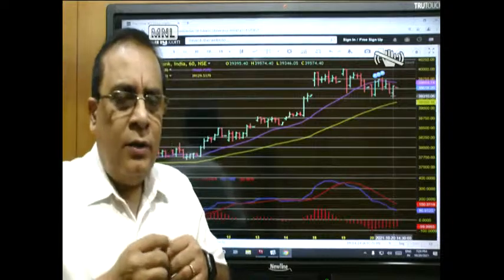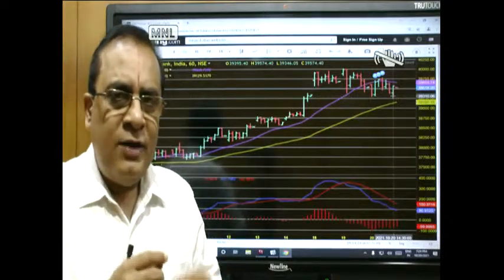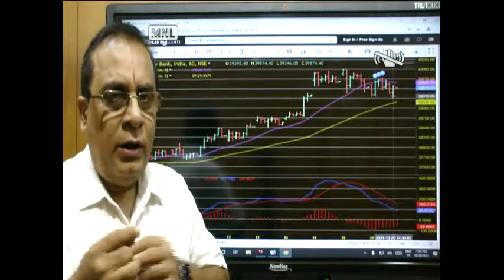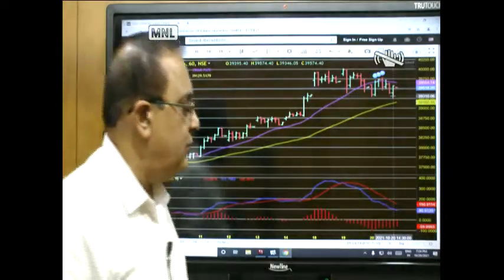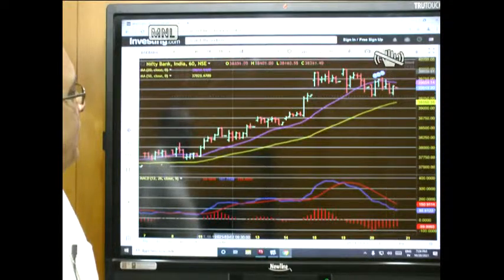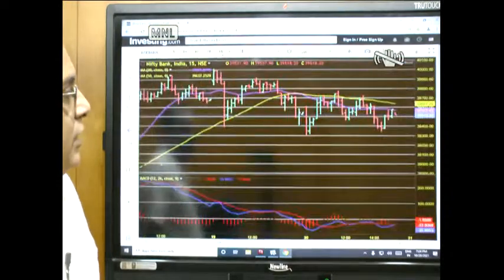Now we come to finding out how to use a 20 and 50 moving average in some time frames to identify a bottom or a top. That is another point which we said we will touch upon. So let's look at Bank Nifty itself on a 15-minute chart.